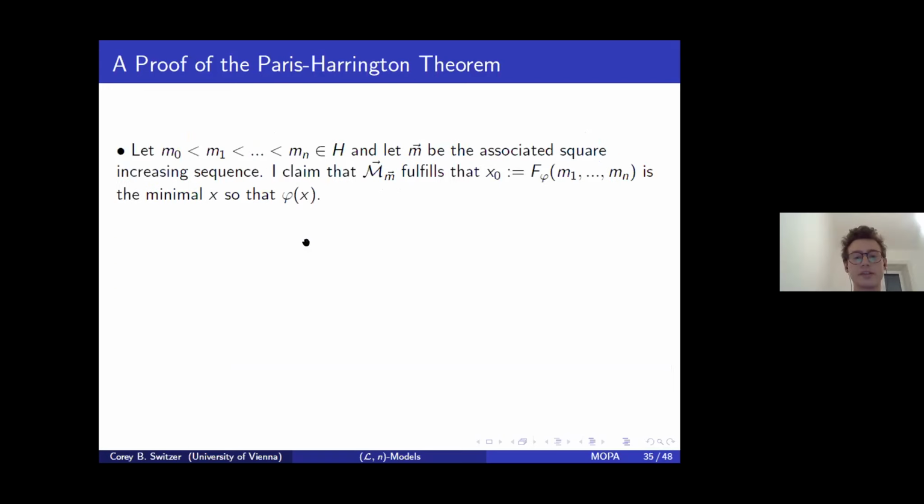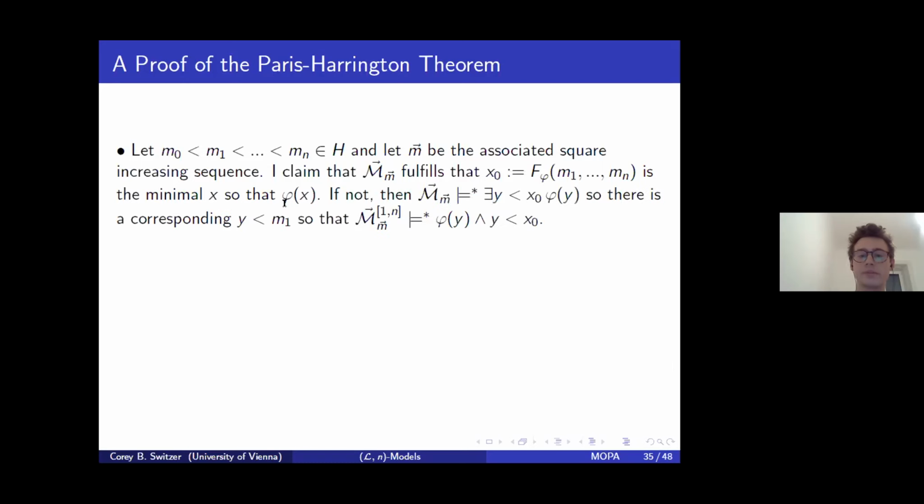And because my coloring is identically 0, I'm going to claim now that if I take just the first m elements in my sequence, this associated square increasing model thinks that x0, which is what I'm calling that same least element that all of these things think is the least witness, that m0 thinks that's the minimal x so that phi of x holds. That this witnesses my least number principle in my LN model. Well, otherwise, it would have to think that there was a y less than x0 so that phi of y holds, right, if it's not the least.